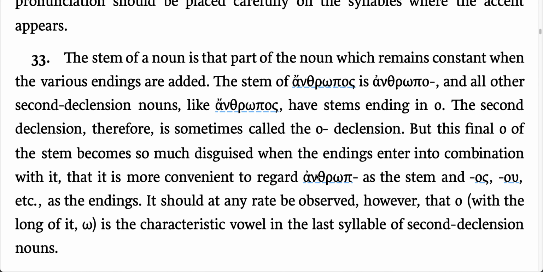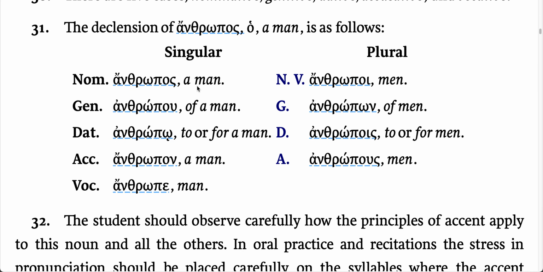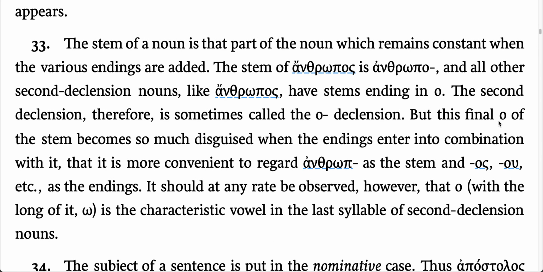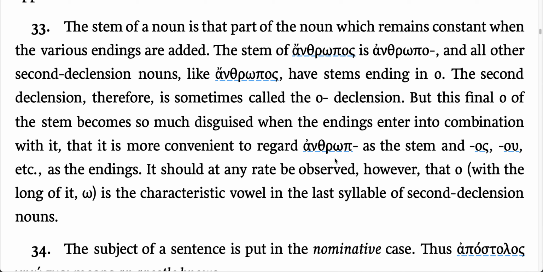That's the stem you want to think about. And then look at it as omicron sigma, omicron upsilon, etc. as the endings. It should at any rate be observed, however, that omicron, with the long of it, omega, is the characteristic vowel in the last syllable of the second declension nouns. You either see omicrons for the most part, or you see omegas. The only difference is this vocative here. That's the only thing that's different than that general rule. So you just want to be aware of what the stem is.